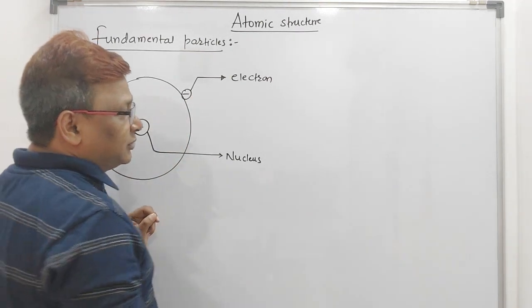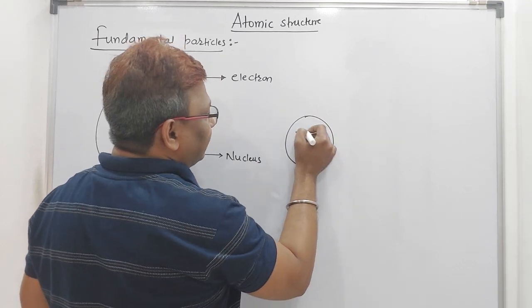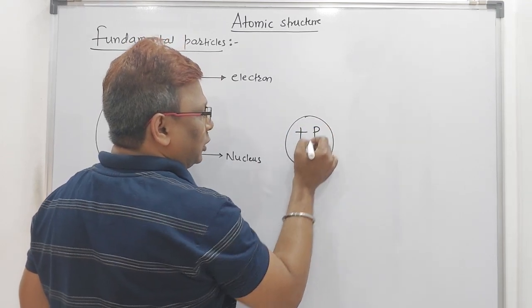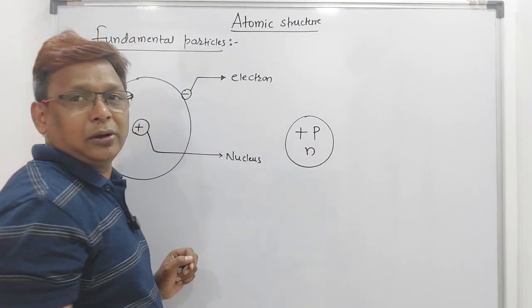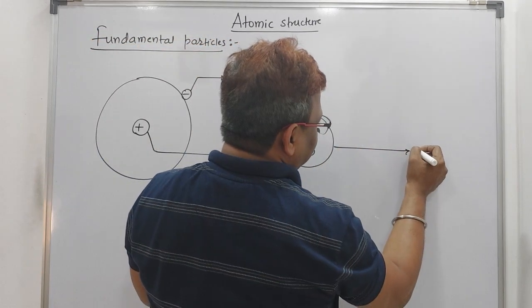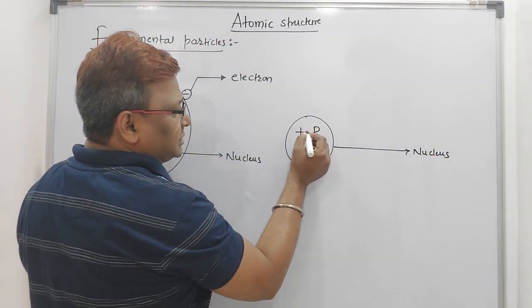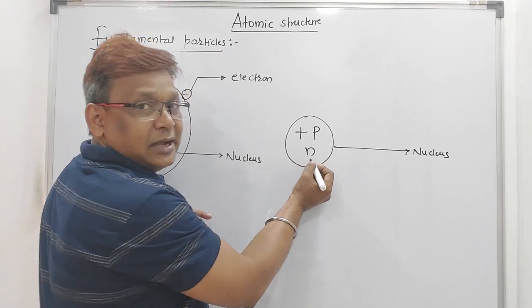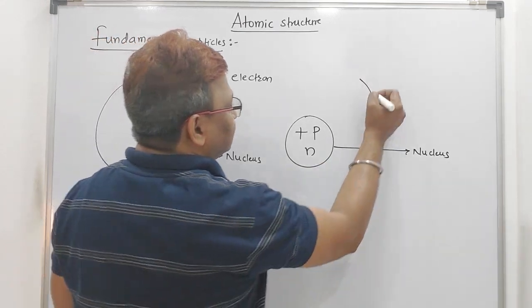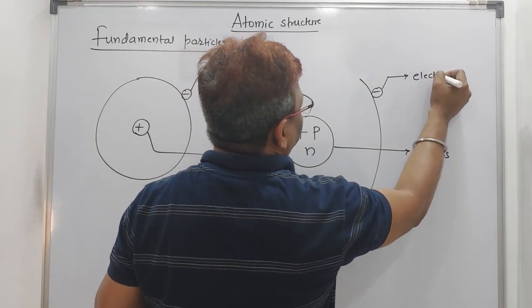Now we'll understand this one clearly. This positively charged part, which we are calling the nucleus, contains a positively charged proton and a neutral charge neutron. So this is nothing but the nucleus. This nucleus contains positively charged protons and neutral neutrons. And one more thing, the negatively charged electron will always lie outside the nucleus.